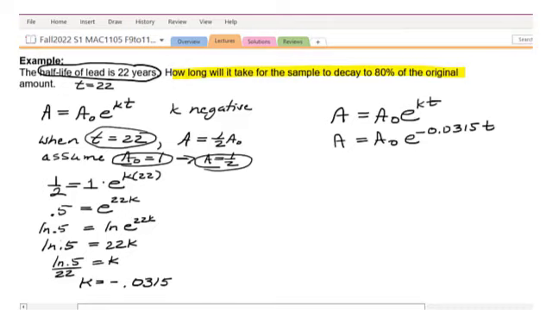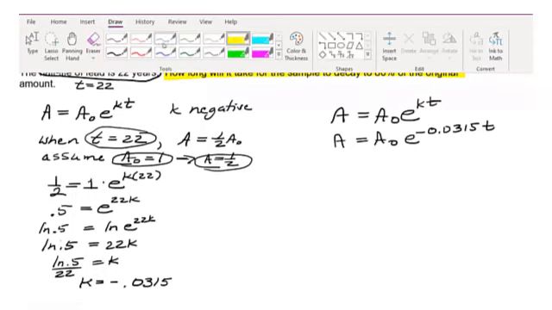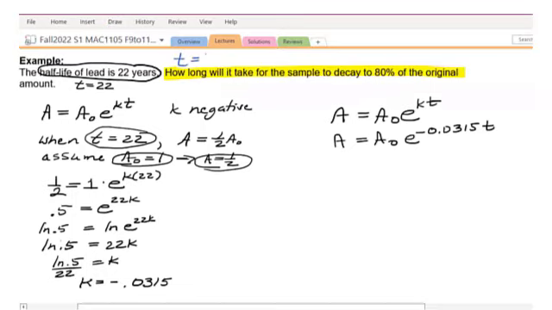Okay, so when it says how long, that means we're looking for t. T equals what? So this t is going to stay a variable. So that means we need the other values. Somehow it has to be telling us the starting amount and the ending amount. So let's think about that.